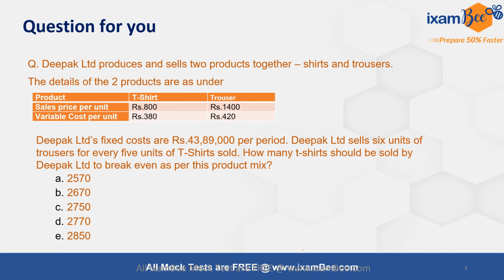Before I start the discussion of the various questions that we had conducted in the SEBI scholarship test, there is a new question that I have for you on costing. There's a company, Deepak Limited, which produces two products, shirts and trousers, and the sales price and variable cost related to each of these products has been given to you. Also, the fixed cost has been given for the company, given that the company sells 6 trousers and 5 units of t-shirts together. What will be the break even of the company in the product mix in relation to the t-shirts? So this is the question that has been given to you.